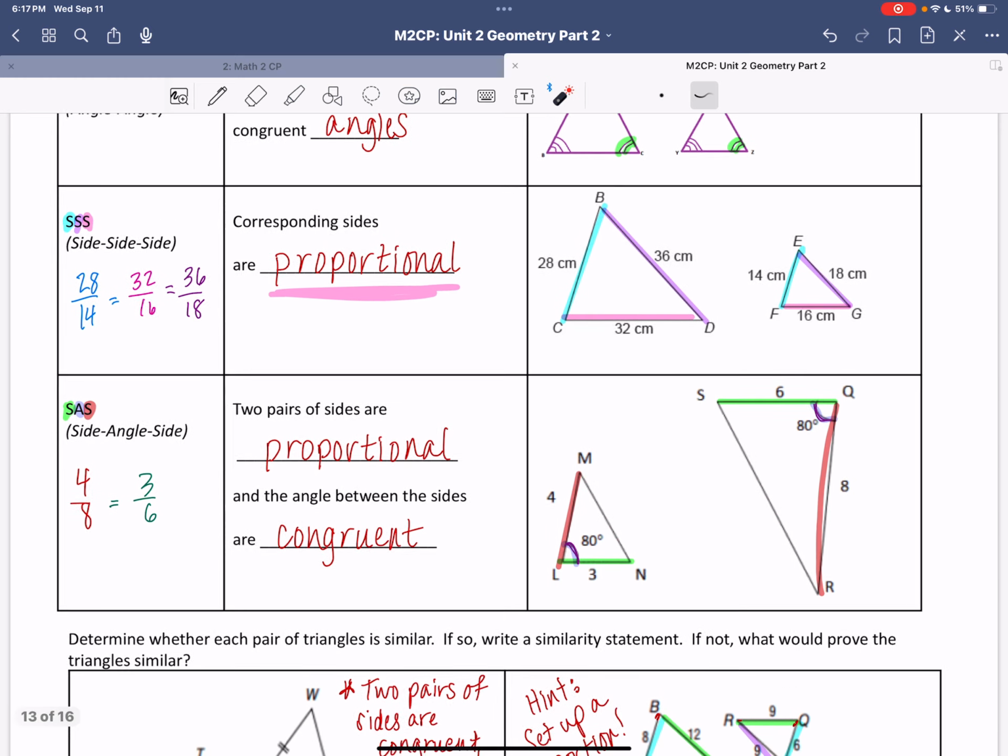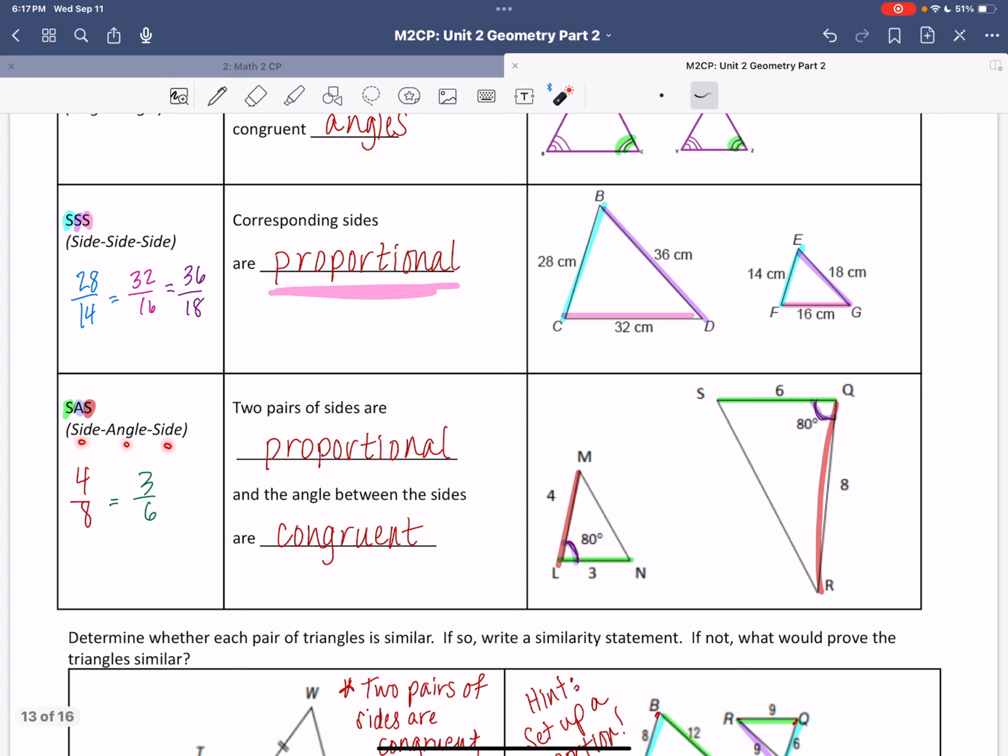Then here you have side angle side. Two pairs of sides are proportional, and the angle between them is congruent. So again, proportional, proportional, and the angle between them congruent. If you have that, then you can prove that it is similar using side angle side.